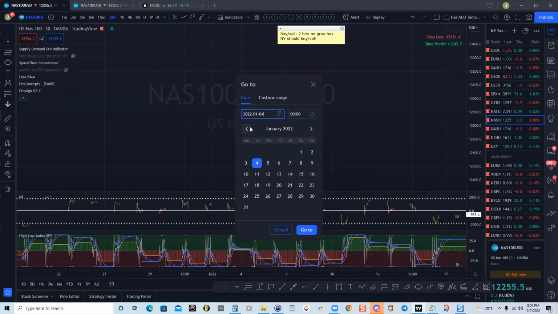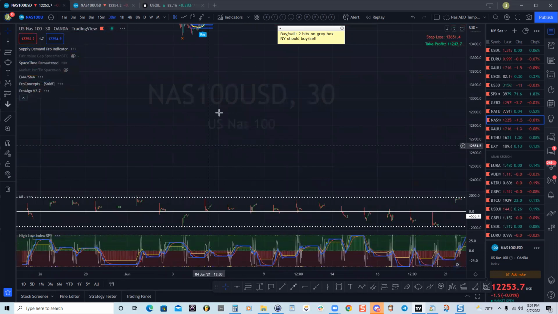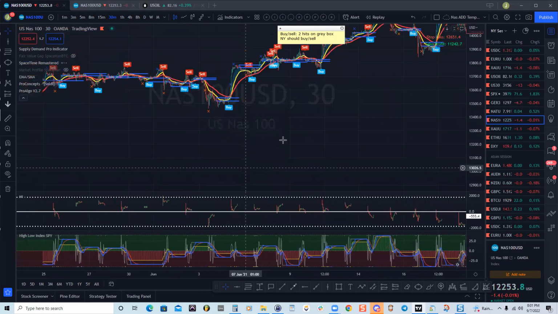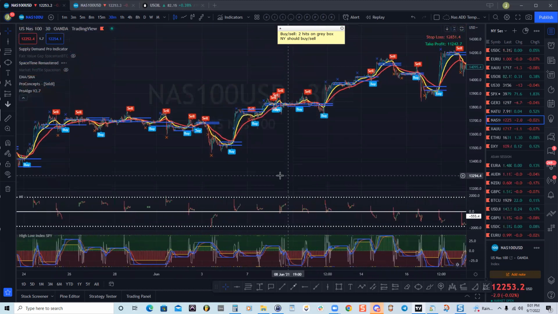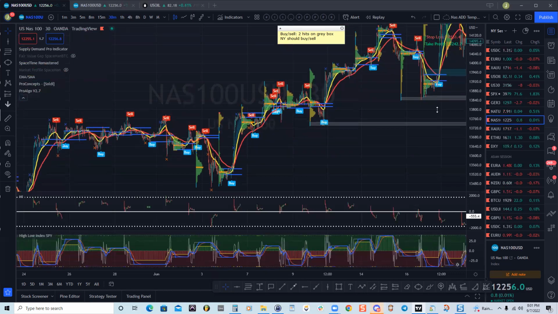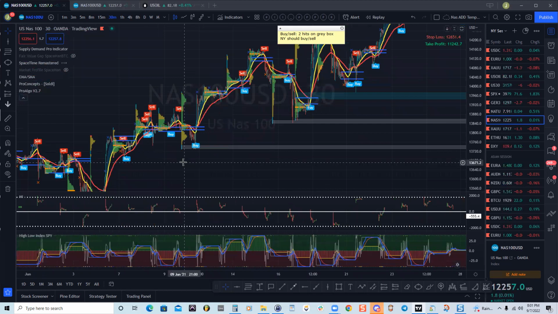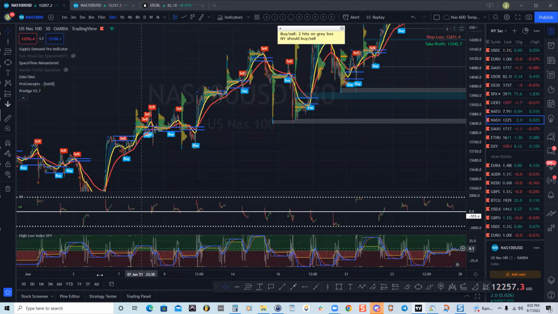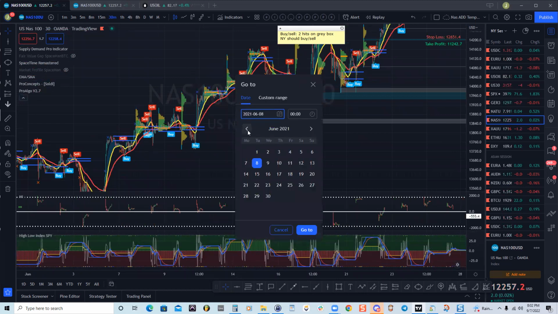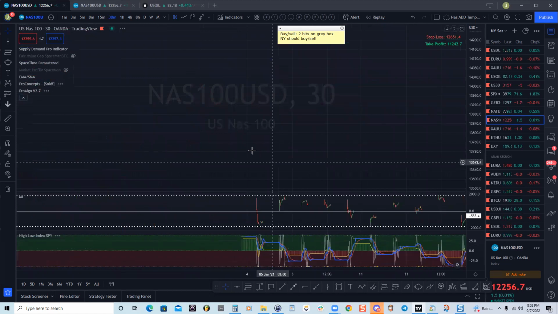Okay. Let's go back further. Let's pick any random day. Let's do June 8th of 2021. Okay, there you go. It's last year, right? This is last year, right? Last year, yep. 2021. Let's go back to COVID. I don't know. Pick a day. I don't care. August 4th. Go there. Everything will just be zooming at that point.